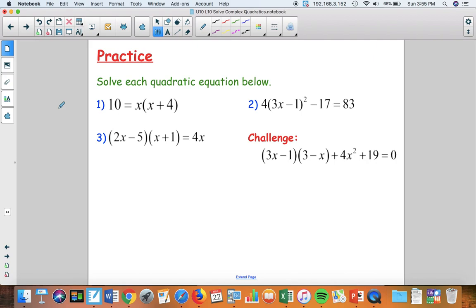All right, so to get credit for today's class, you will have to complete these problems on a separate sheet of paper. Once you complete them, you are going to take a picture of your work and upload your work onto Google Classroom for the assignment.